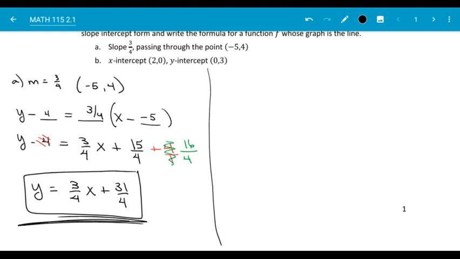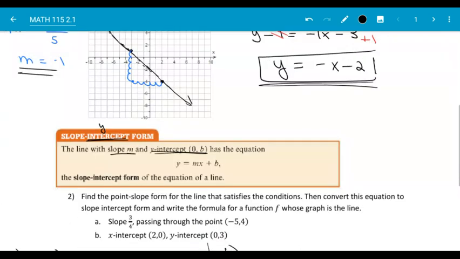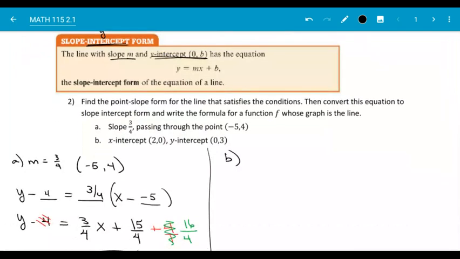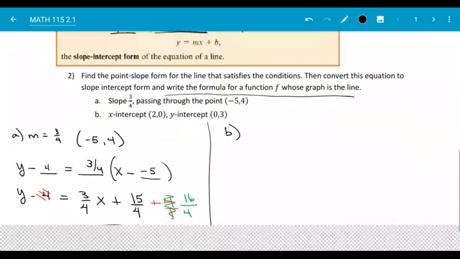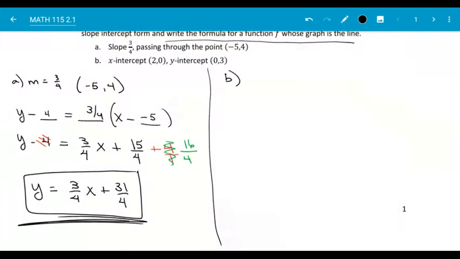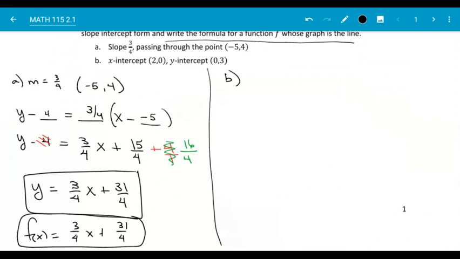All right, then in part B, they ask us to write it in function form. I should fix that. Hang on. They ask us to write the formula for f of x. So our function form would actually be f of x equals 3/4 of x plus 31/4. Just that little tiny change because they specifically said find the function form. Not a huge deal. In the homework, they're probably going to give you the f of x equals, and you're just going to fill in the box anyway.